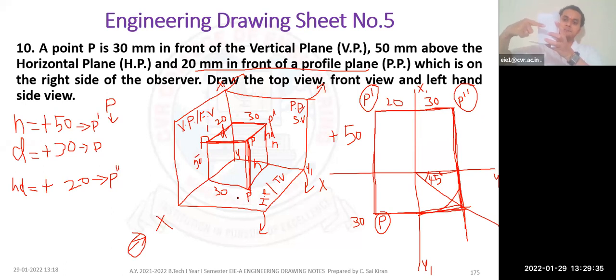So it is 50 mm vertical, 30 mm to the vertical plane, and 20 mm in front of the profile plane. In order for the observer to see, we rotate this one down and we rotate this one down. All the points should join: the side view and front view will join horizontally, and the front view and top view will join vertically. There's a gap between, so we will take a curve, or else we draw a 45 degrees line here and join this step here.